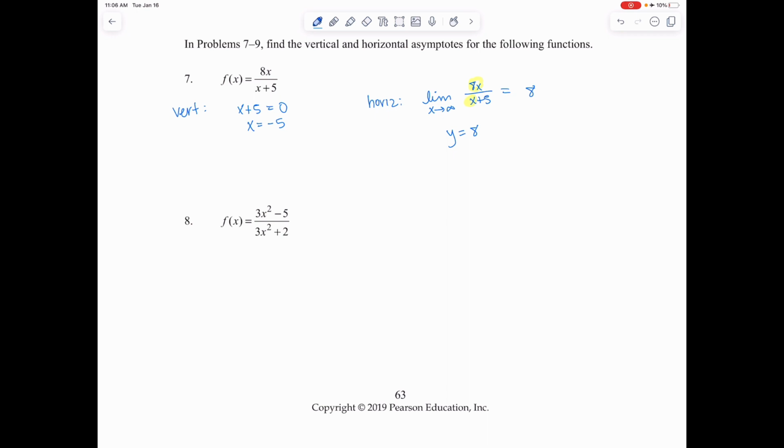Okay, let's do the other one. 3x squared minus 5 over 3x squared plus 2. Remember, our vertical, we set the denominator equal to 0. 3x squared plus 2, 3x squared equals negative 2. x squared equals negative 2 over 3. And since we can't square a number and get a negative number out, there's no vertical asymptote.